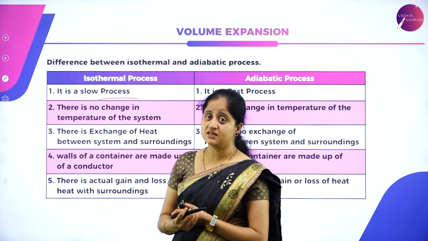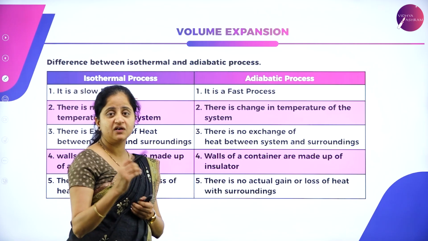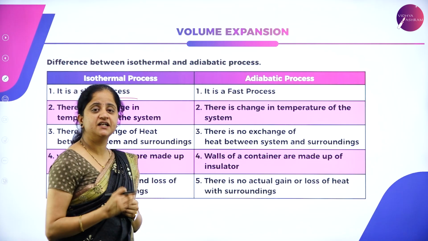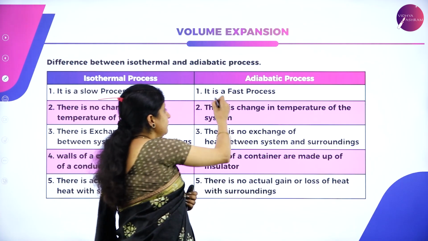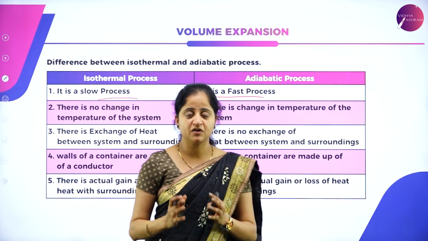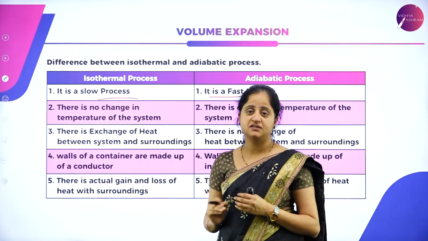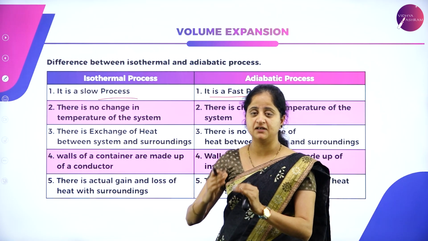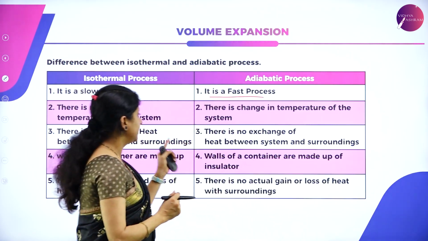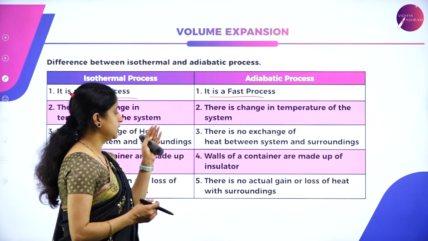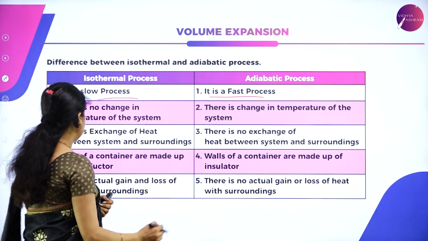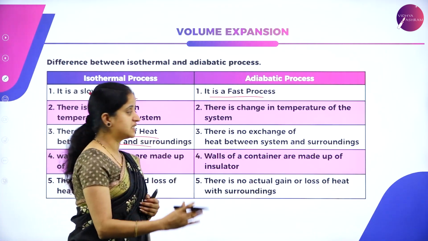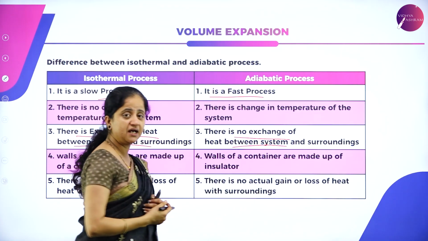In adiabatic process we observe constant heat energy, so the system must not get enough time to exchange heat energy with the surroundings, and hence it is a very quick process. So adiabatic process is a fast process and isothermal process is a very slow process. Since there is no change in temperature, the name isothermal. But in case of adiabatic process, we can observe the change in temperature between the system and surroundings. And the next difference is that there is exchange of heat between system and surroundings in isothermal process, but in adiabatic process heat remains constant and there is no exchange of heat between system and surroundings.